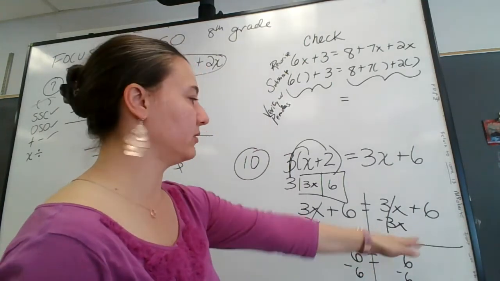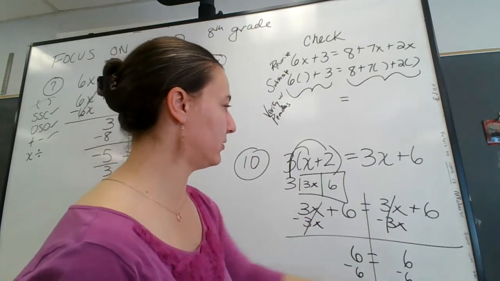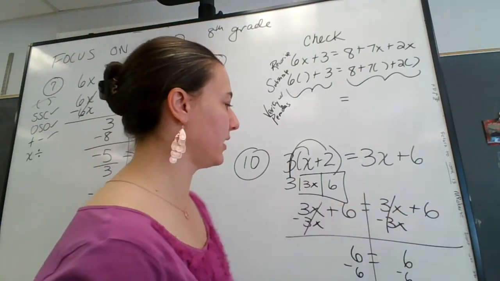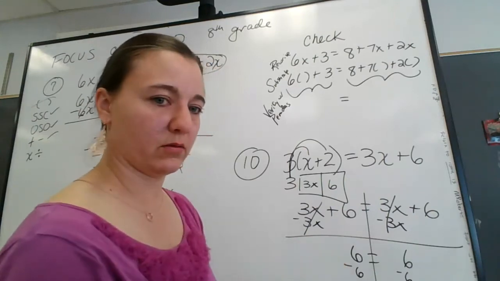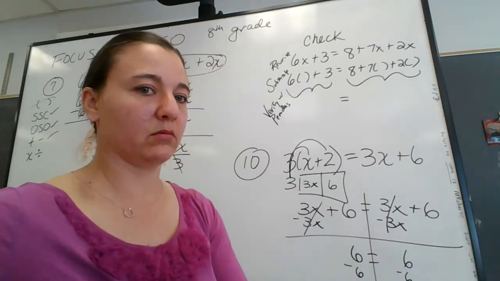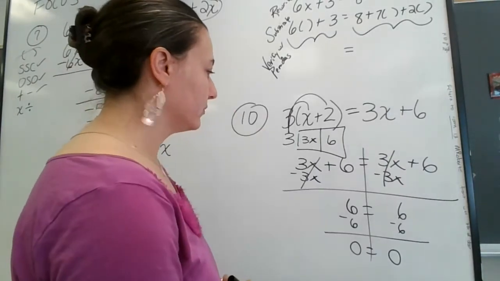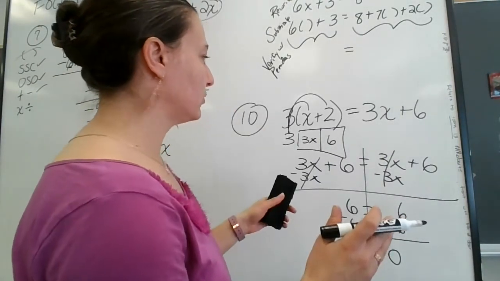When does 6 equal itself? When does 0 equal 0? When does 3x plus 6 equal 3x plus 6? Where did the x go? X is gone. It left. So I'm a little confused.